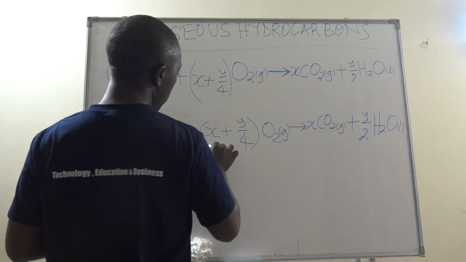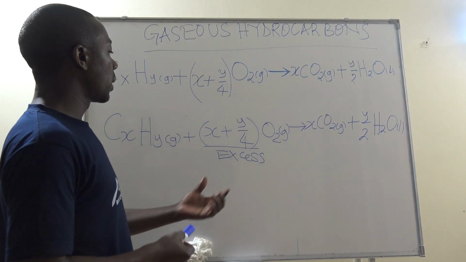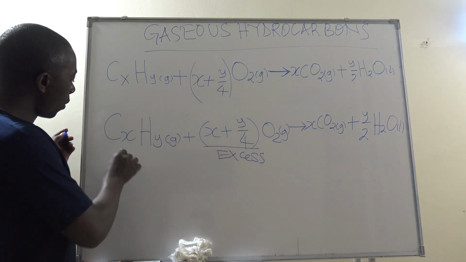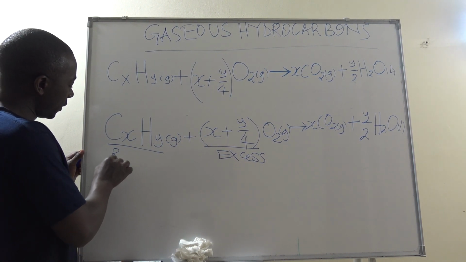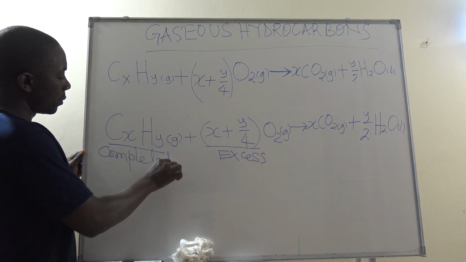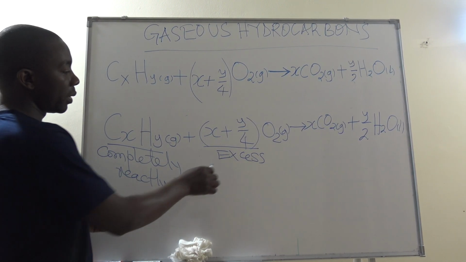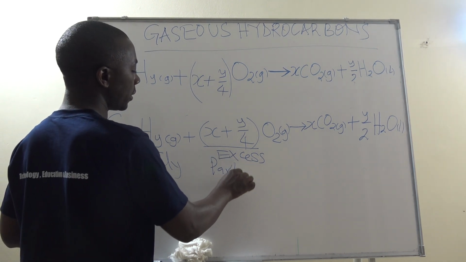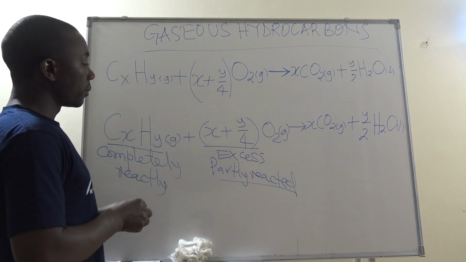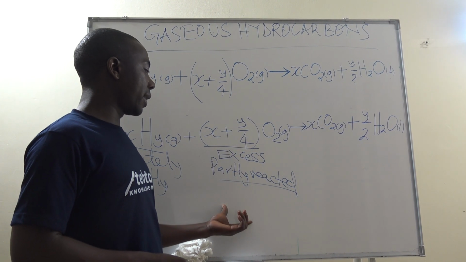But now remember, we said this oxygen is used in excess. Being used in excess means the hydrocarbon is fully, completely reacted, because it is limited, but because the oxygen is in excess, it is only partly reacted. That means by the end of the reaction, we shall have part of the oxygen reacted and part of the oxygen unreacted.